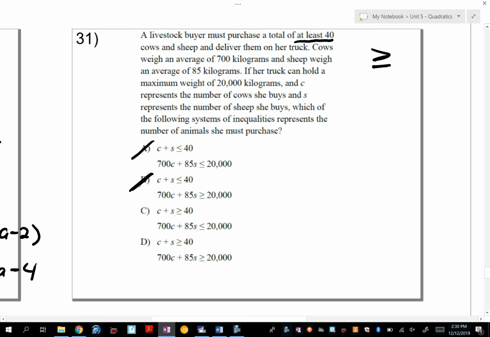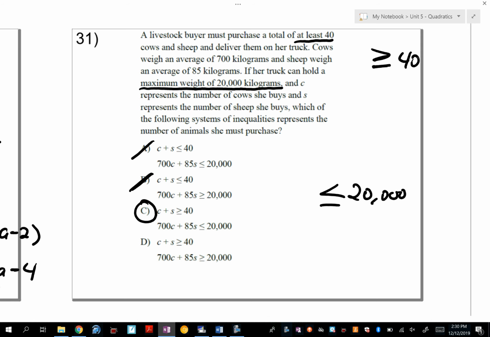If it had said no more than 40, then you would have eliminated C and D. Now it does say, Jennifer, no more than, in a way. It says her truck has a maximum weight of 20,000 kilograms. So no more than 20,000 kilograms. All right? So no more than 20,000. And the only one that has that is C, because it has this one with 40 and that one with 20,000. All right, that's called a linear system of inequalities.